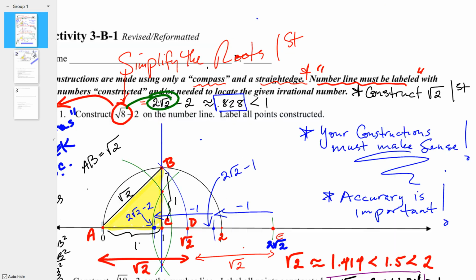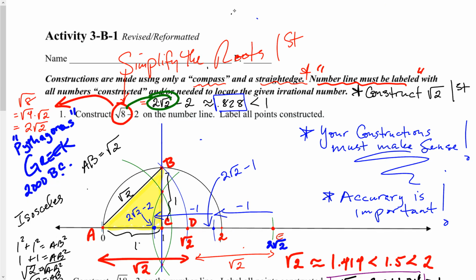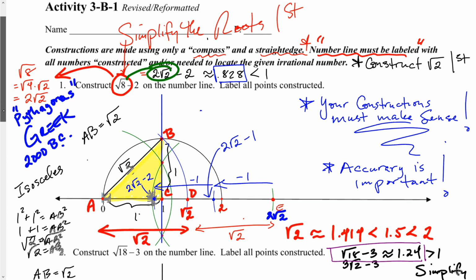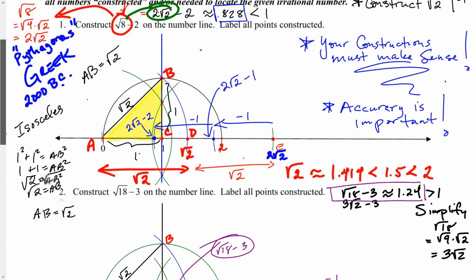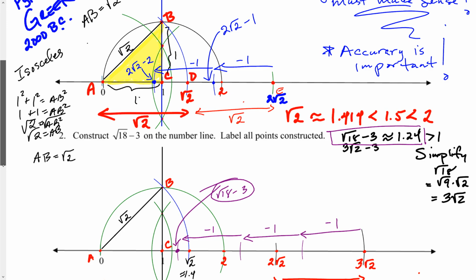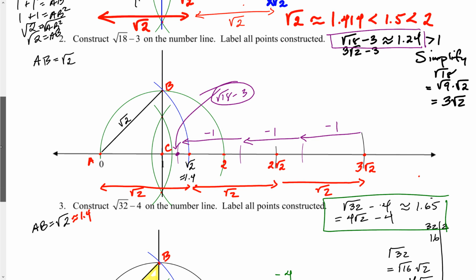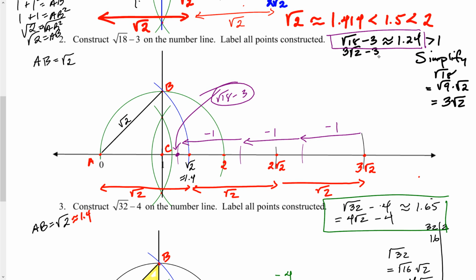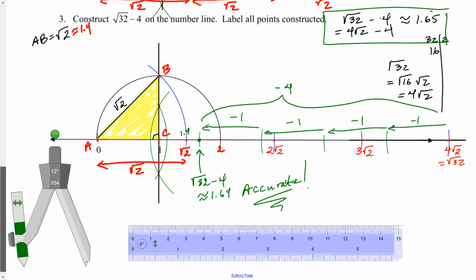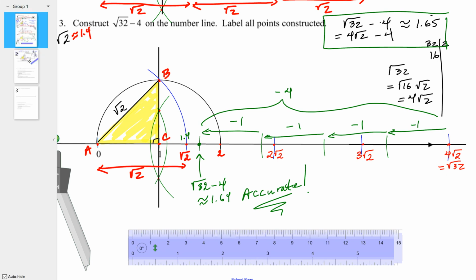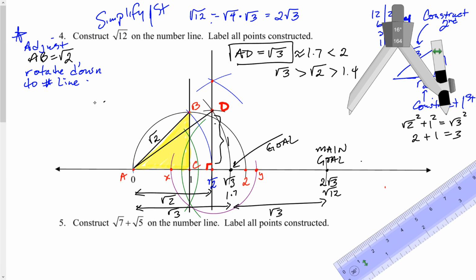The first thing we did earlier, if you recall, we constructed root 8 minus 2, which was 2 root 2 minus 2. So I showed you guys how to construct root 2 and use that to your advantage. Then we constructed root 18 minus 3, which we found out to be the same as 3 root 2 minus 3. And then thirdly, we constructed root 32 minus 4. And then the last one I just did right here in number 4 is constructing root 12, which depends on root 3 and root 2.